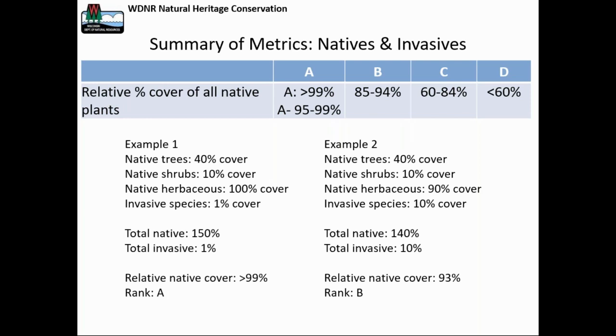The total cover will likely be over 100% for native species, especially because you have multiple structural layers. In the first example here, we have native trees at 40%, shrubs at 10%, all the herbaceous species combined at a hypothetical 100% cover, and invasive species maybe 1% cover. So you add up all of those covers of the native species for 150%. You then add in the invasive at 1%, and you come up with a relative native cover of over 99% native. Another way to think about this is what's the ratio of native plants to invasive plants in terms of percent cover, and is it better than 99 to 1?